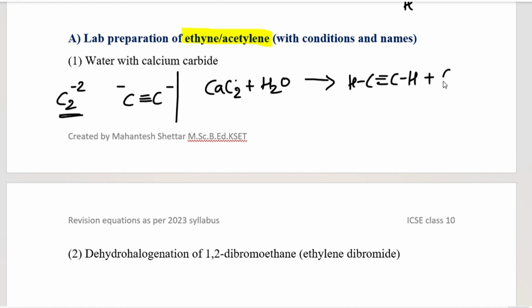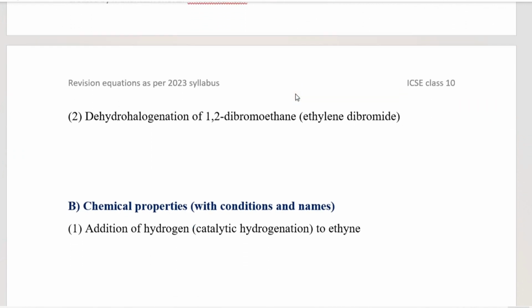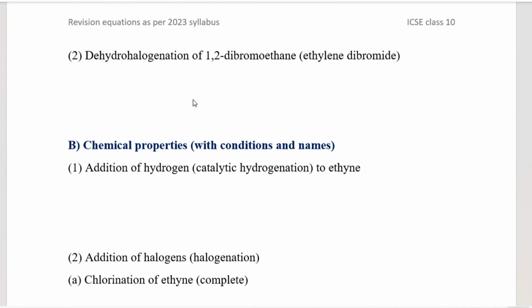HC≡CH plus calcium hydroxide. How many hydrogens? 1, 2, 3, 4. So you need 2 H2O molecules. Then it is balanced. What is this? This is calcium carbide. What is this? Ethyne. And you're getting the calcium hydroxide. These kinds of reactions where you are adding water and breaking the compound are called hydrolysis. Like electrolysis, no? This is hydrolysis.